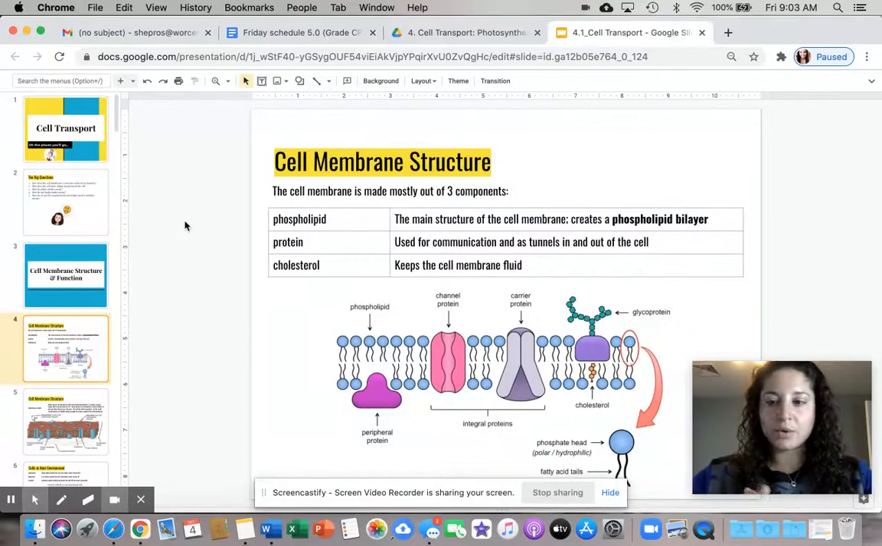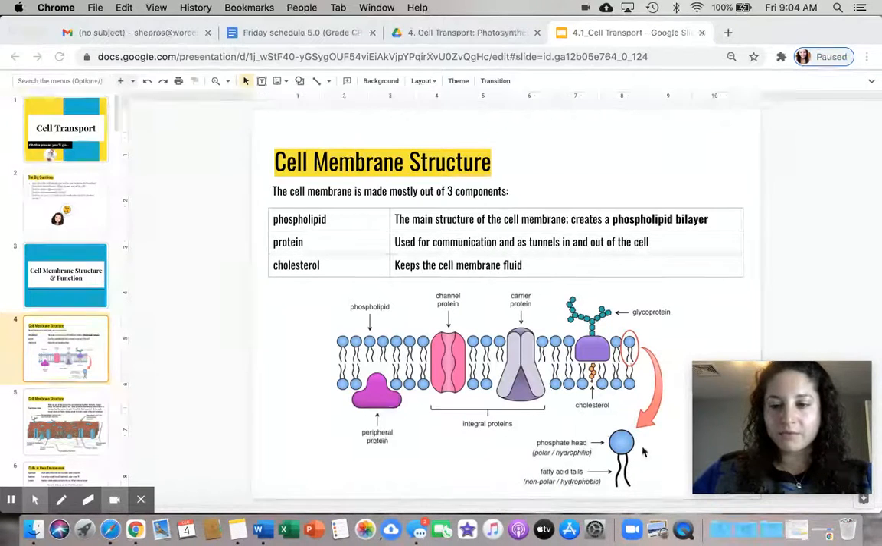All right, so the structure of the cell membrane is made mostly out of three components. They are a phospholipid, a protein, and cholesterol. So the main structure is made out of phospholipids right here, and these are a lipid molecule, and they are able to create what is called a phospholipid bilayer. So bi means two, which means there's going to be two layers of phospholipids.